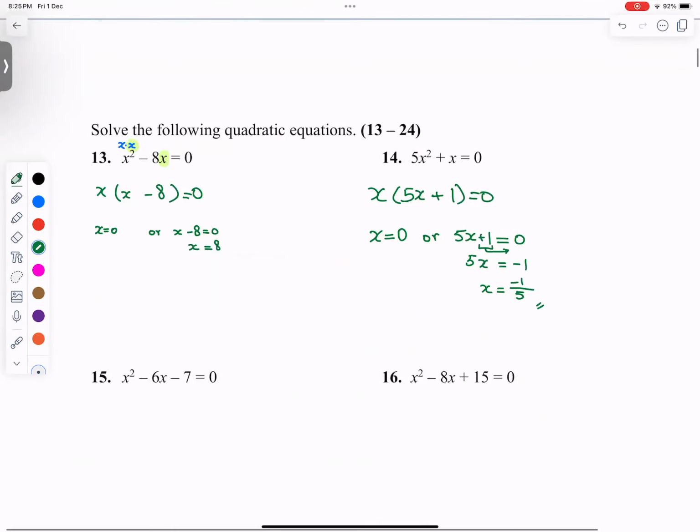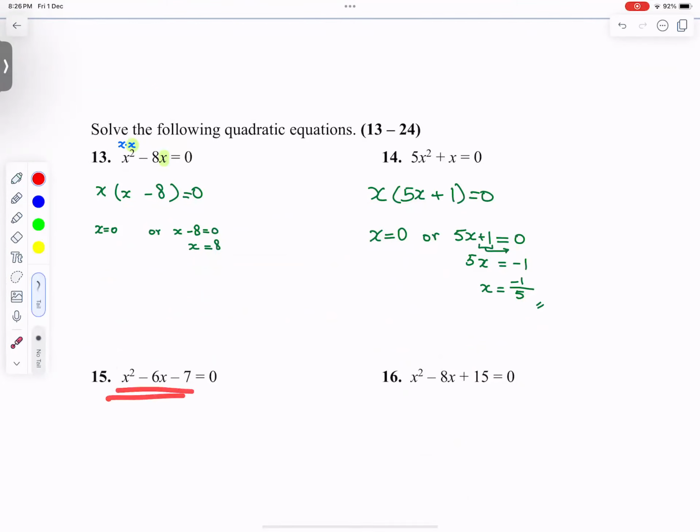Okay, good. All right, next one, you can use the calculator to make the 2 brackets first, or if you want to, you can do the cross method.